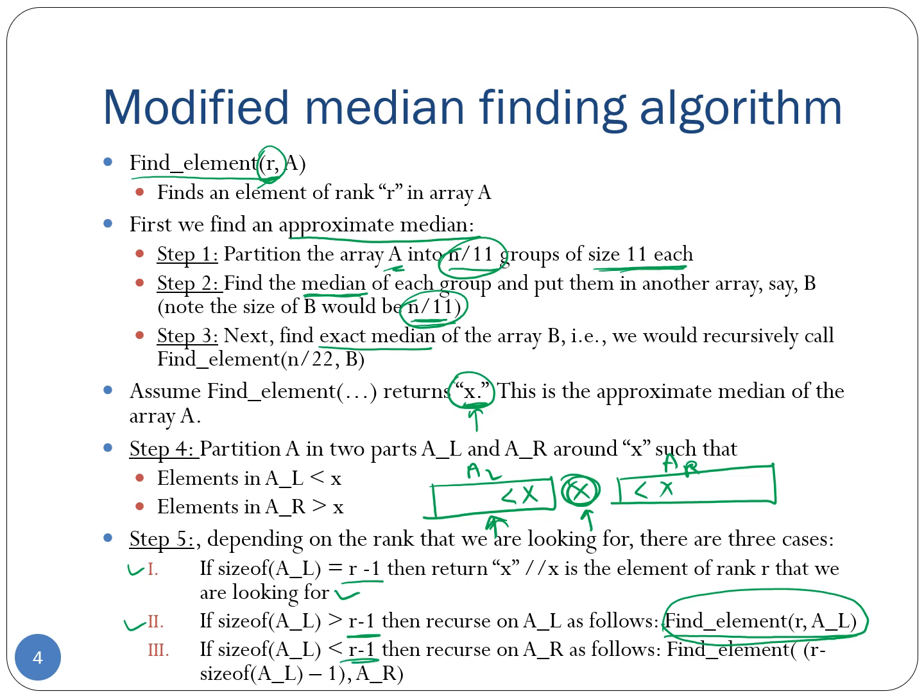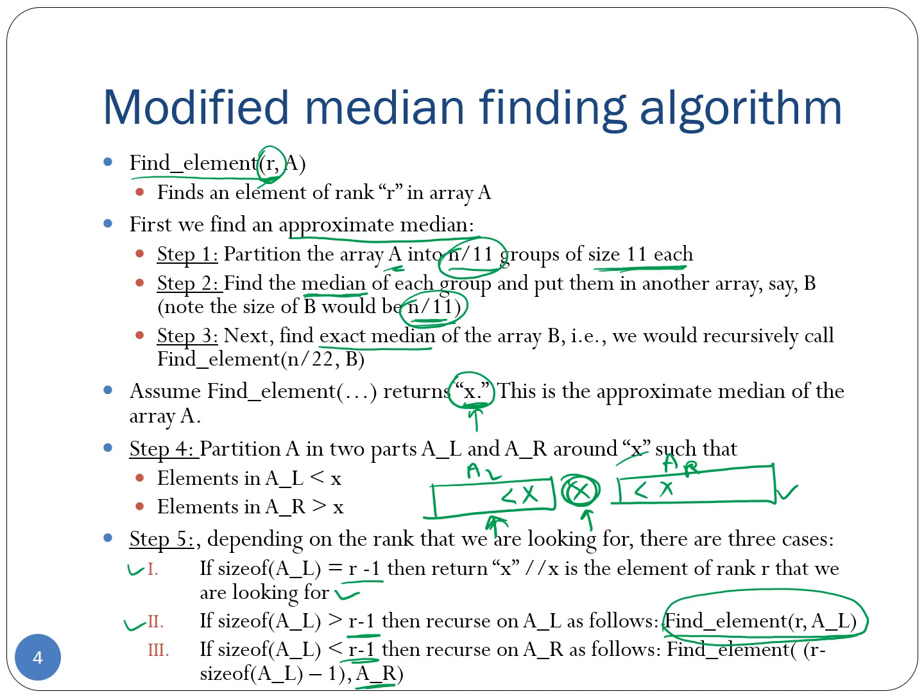What that means is the value we are looking for is in the right part of this division. So in that case, we'll again recursively call this find element function, but now with parameter r minus size of al minus 1 comma ar, right? So ar is basically the right division in which we need to recurse.